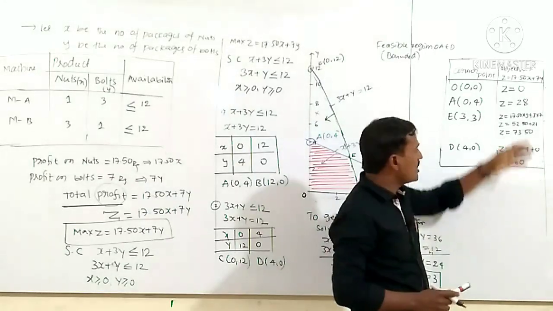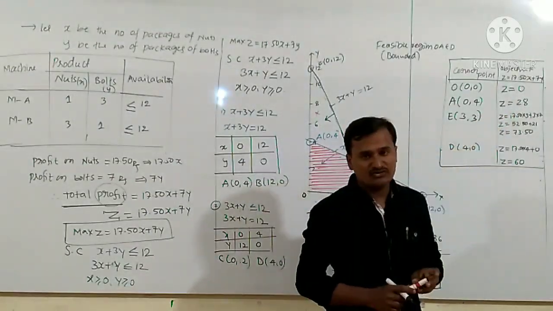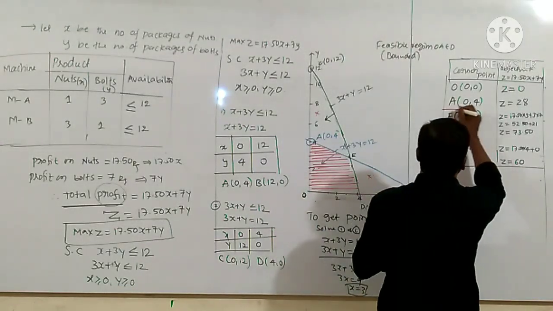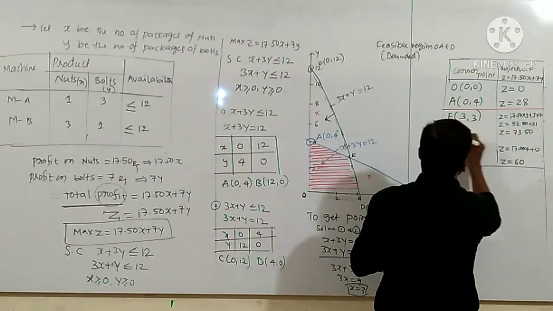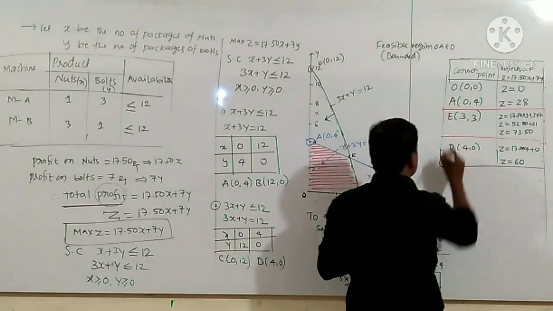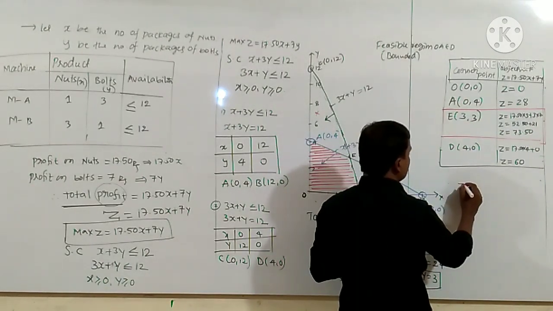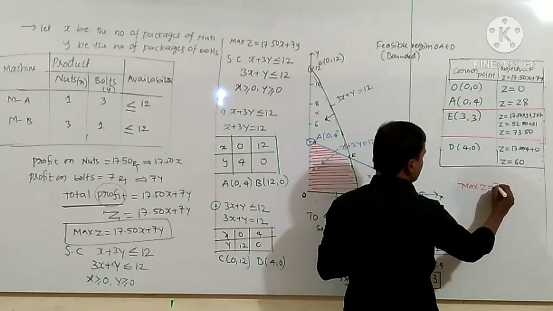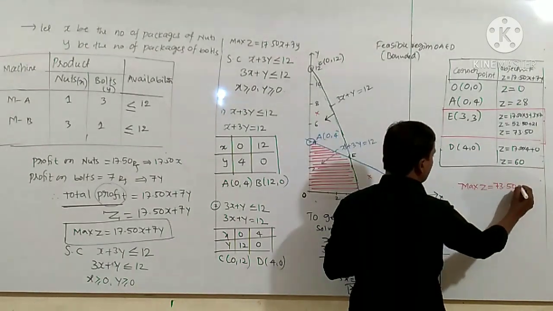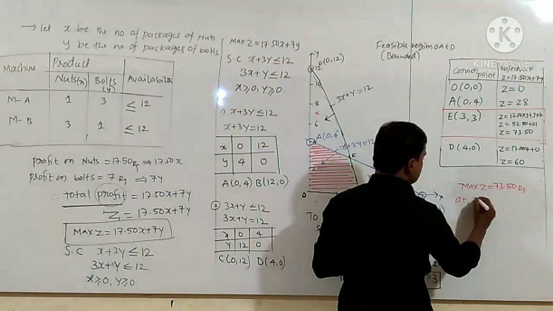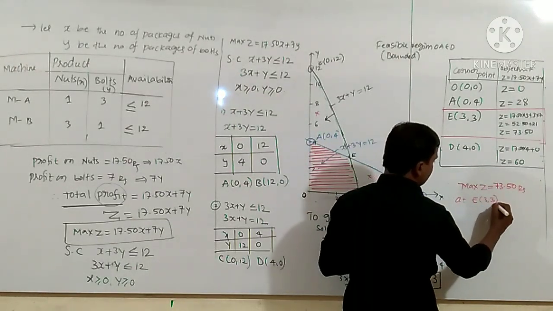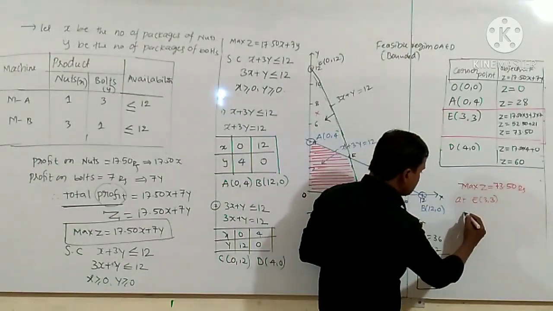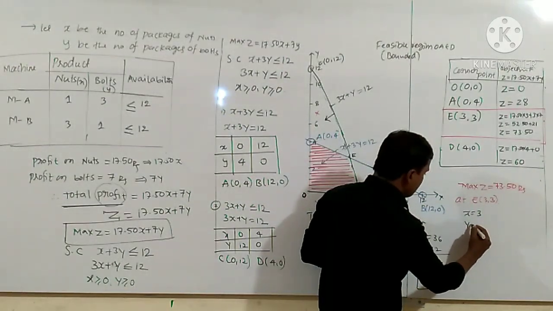Out of all these values, which one is more? So clearly this one is more, therefore here I will write maximum of Z. Maximum of Z is equal to how much? 73.50 rupees at point E of (3, 3). So what is the value of x here? x is nothing but 3. What is the value of y? 3.